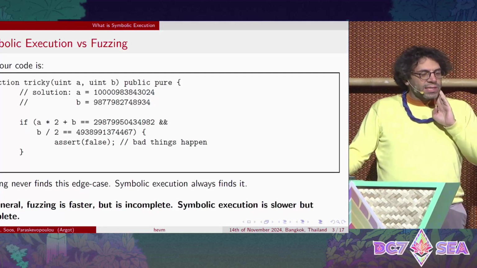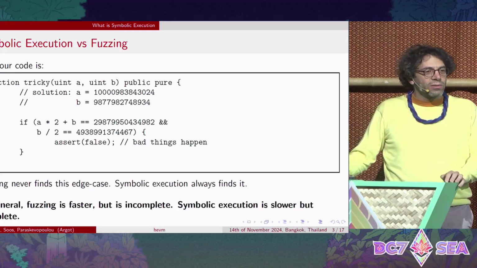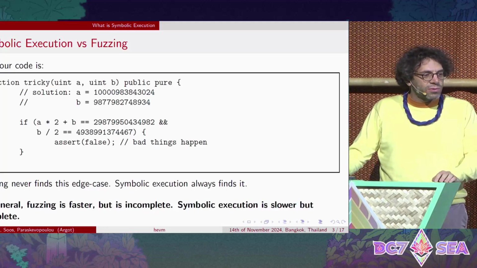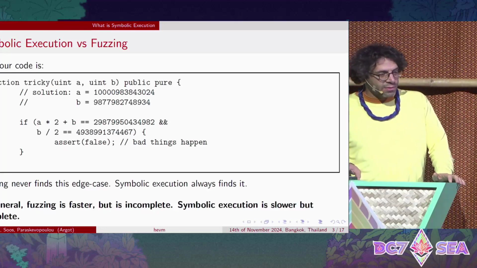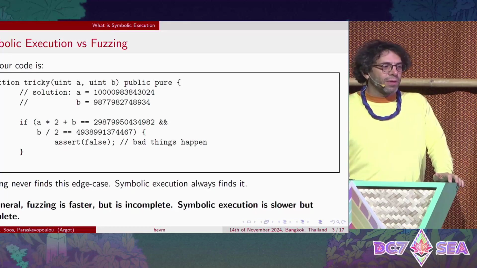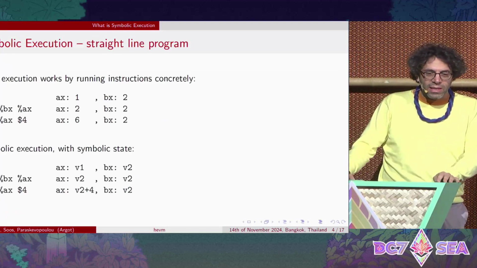So this is a good litmus test of what symbolic execution can do in comparison to fuzzing. Of course, it can do more, but this is a good example where fuzzing will not help you very much, and symbolic execution will definitely help you. So let's get a little bit more into the details.